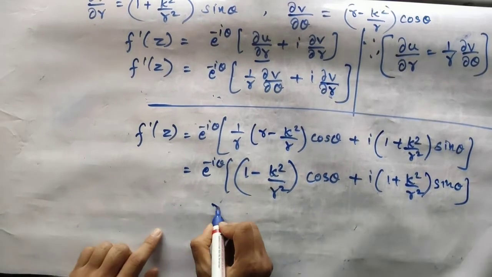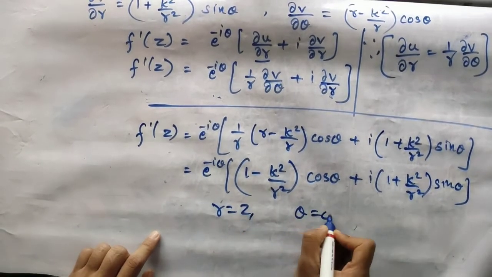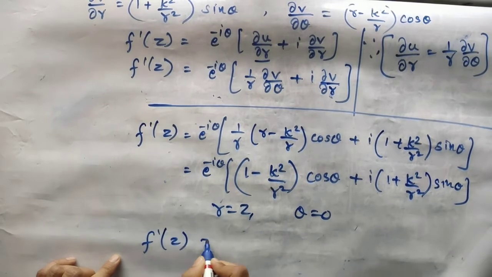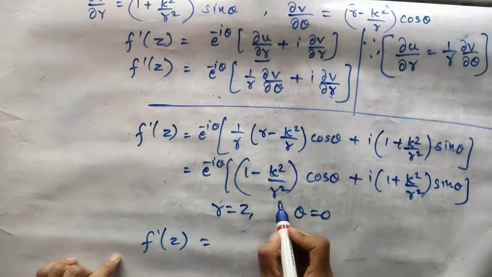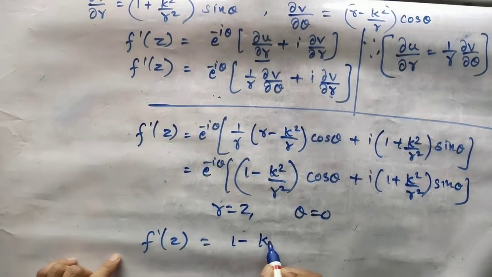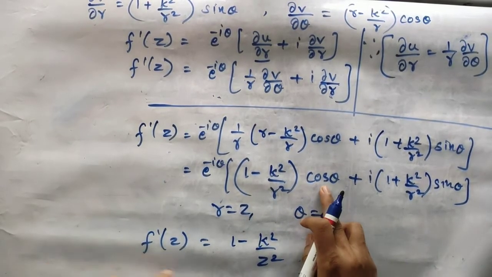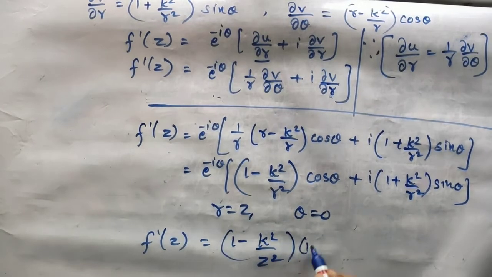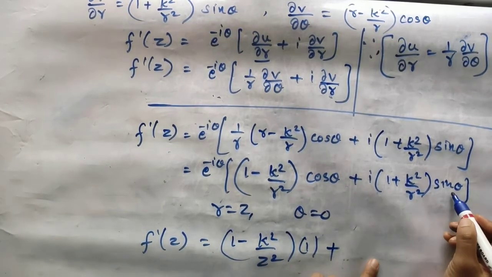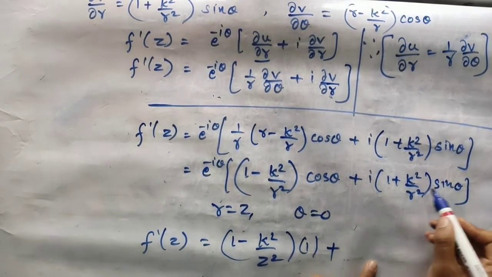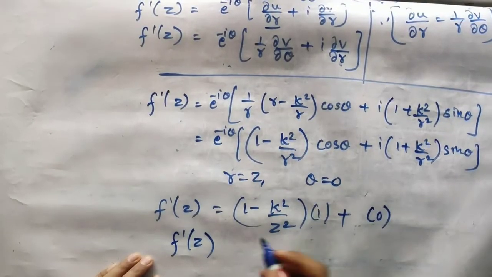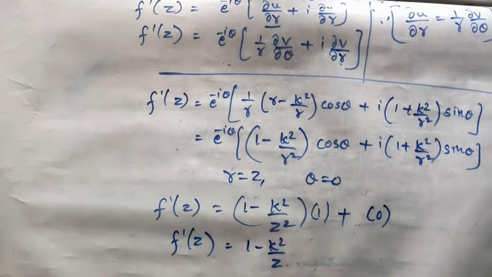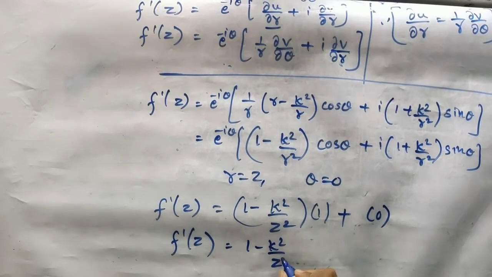After this, put r is equal to z and theta is equal to 0. So you get f dash of z is equal to, if you put theta is equal to 0 here, e to power 0 is 1, and this will be r is z. So it will be 1 minus k square by z square you will get. Cos 0 is 1, plus sine 0 is 0 because you are putting theta as 0, and 1 plus k square by r square, that means this complete term is 0. So f dash of z is equal to 1 minus k square by z square.